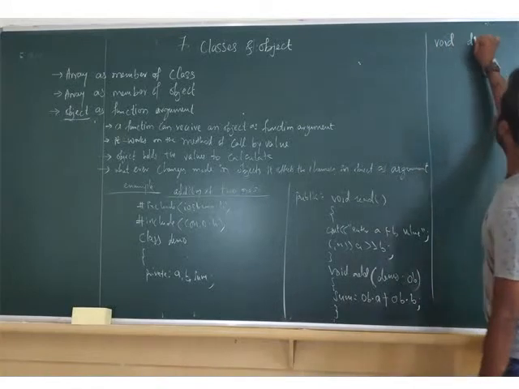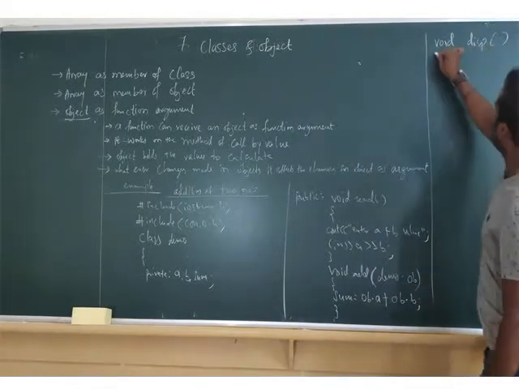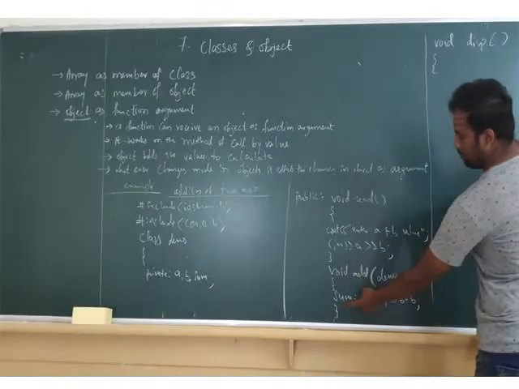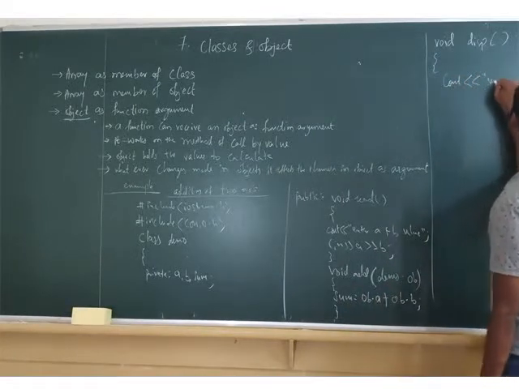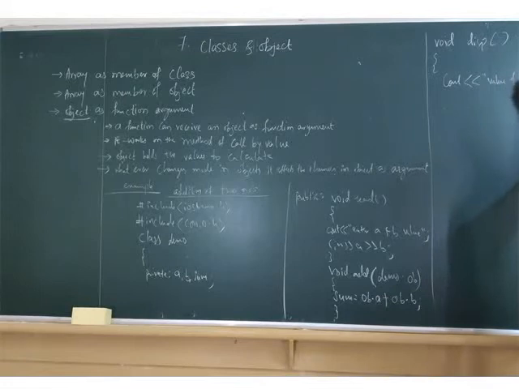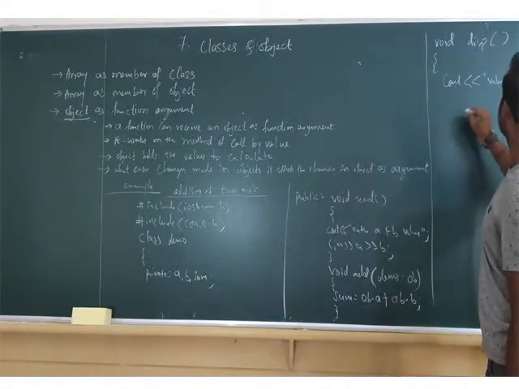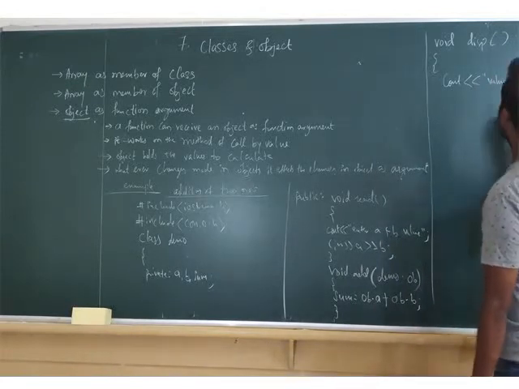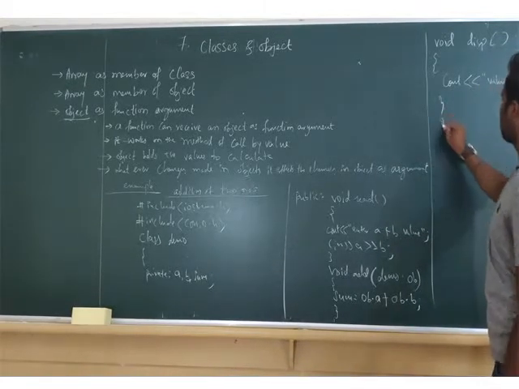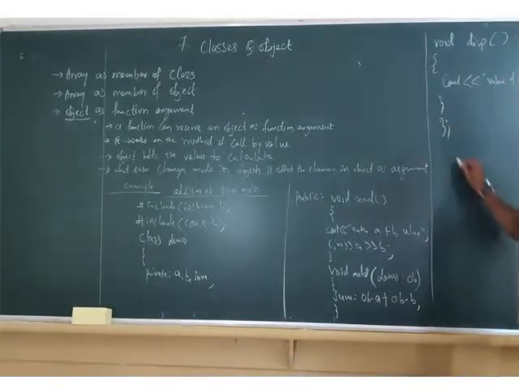Display the answer. What are we going to display? Sum. Right. Value of a and b. Sum. Right. Close the class. Now let's go with the void main.